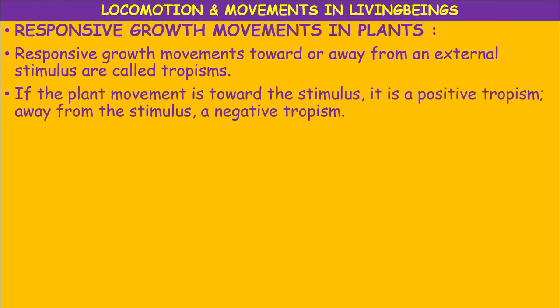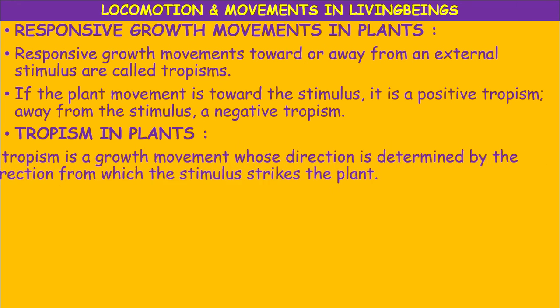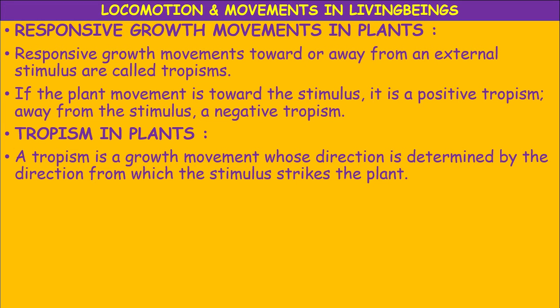If the plant movement is towards the stimulus, it is a positive tropism. Away from the stimulus, it is a negative tropism. What is positive tropism? Movement towards the stimulus. What is negative tropism? Movement of the plant part away from the stimulus is called a negative tropism. A tropism is a growth movement whose direction is determined by the direction from which the stimulus strikes the plant.